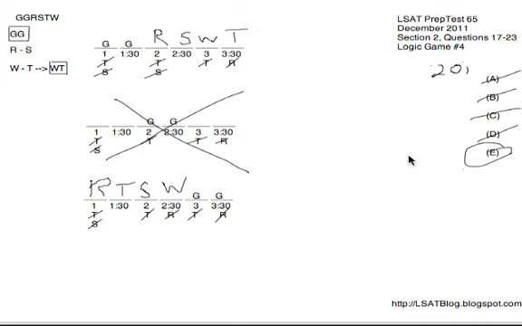Then if you look at it, must W be the fourth? Yes, it must. We could have R, G, R, S, W or R, T, S, W. Either way, W does have to be fourth in either scenario, so E is our answer to number 20.